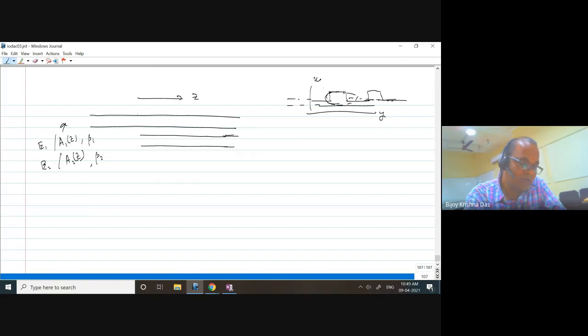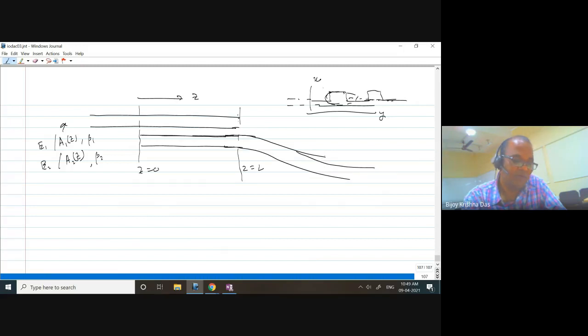And the presence of that waveguide starts from z equal to 0 and continues up to z equal to L, and then again they are just separated. They are separated like this. Then they are decoupled, so that the evanescent field won't see the presence of the second waveguide. That's far away.